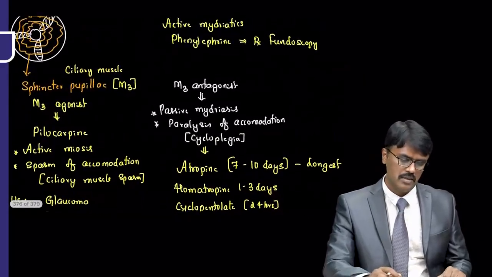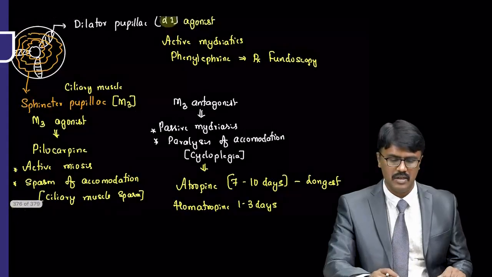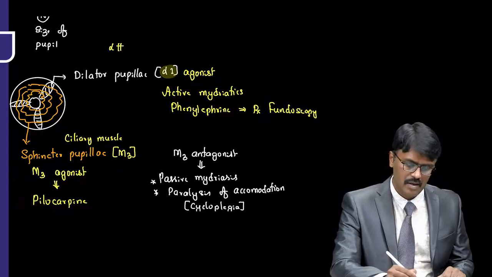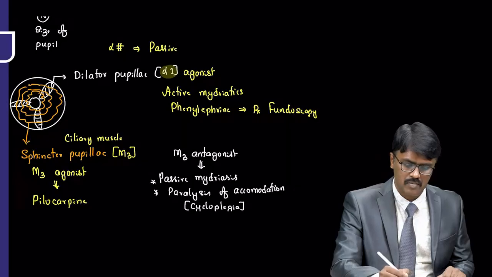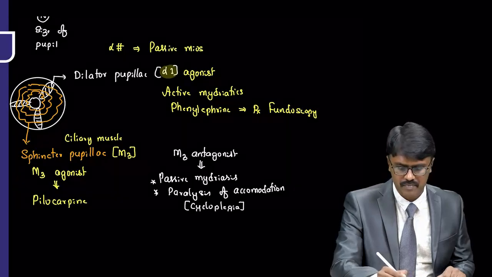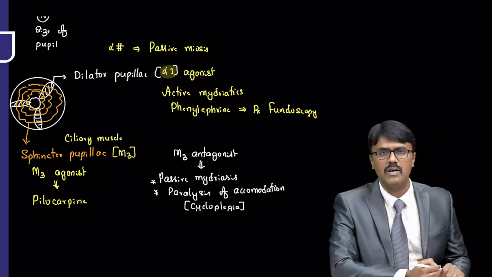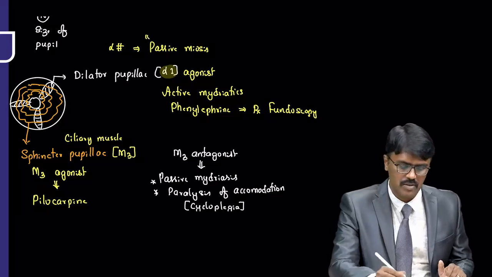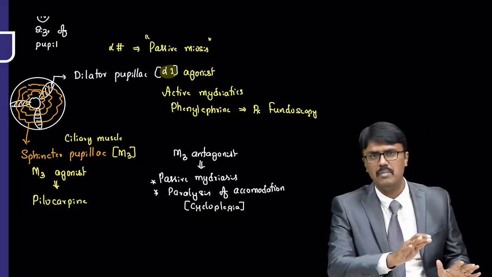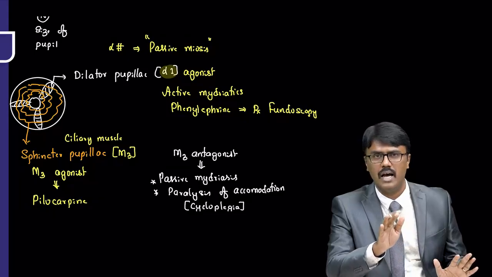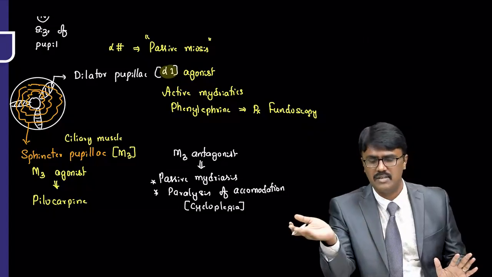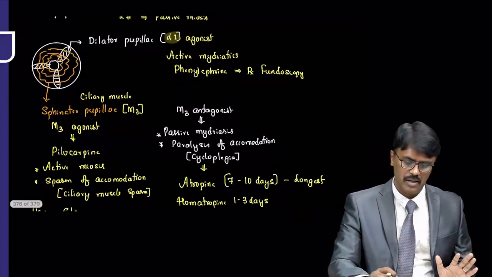So you understood what is active, what is passive, but is there any passive meiotic? Yes. If you block alpha, the alpha blockers produce passive meiosis. For example, the alpha blockers like prazosin, tamsulosin, they can produce passive meiosis. Simply remember, agonist produces active mydriasis, antagonist produces passive mydriasis. That's it. And I have told you where they are used.